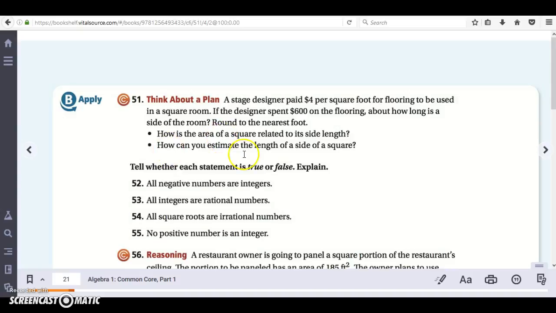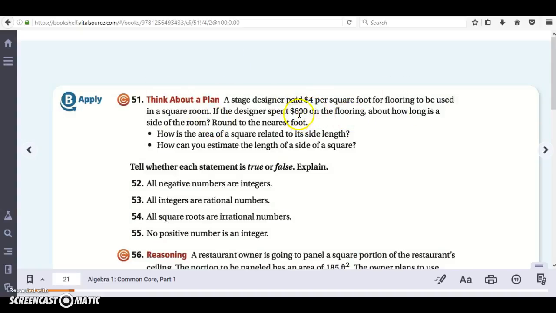Okay, then it says, how can you estimate the length of a side of a square? Well, let's see what they're talking about. So let's look at the problem again. It says the state designer paid $4 per square foot for flooring to be used in the square room. The designer spent $600 on flooring. About how long is the side of the room?